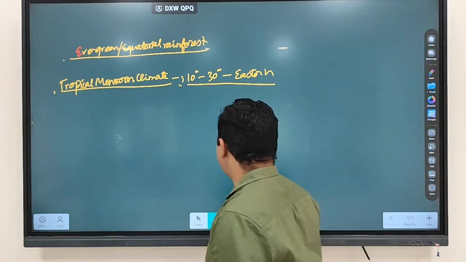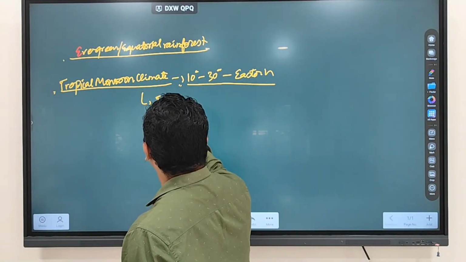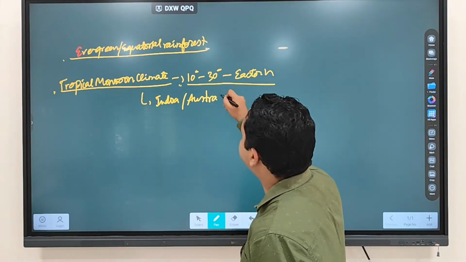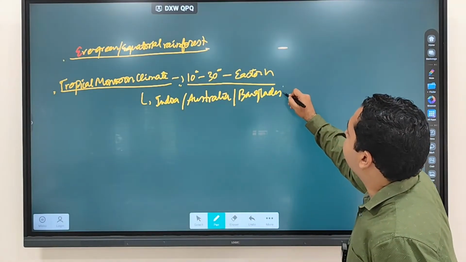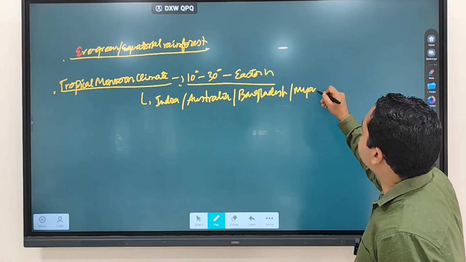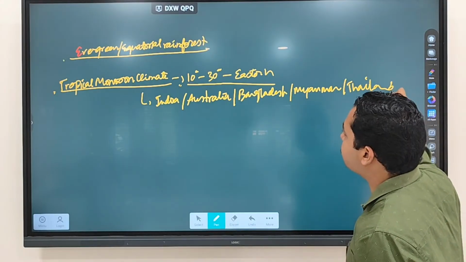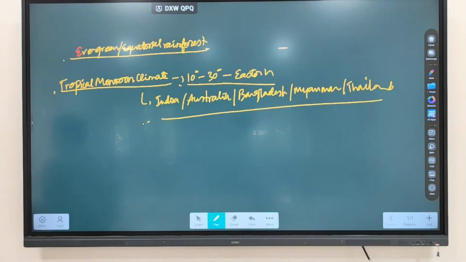So one type that you are finding is the tropical monsoon type of climate, which you find in India, Australia, Bangladesh, Myanmar, Thailand, Sri Lanka. All these are experiencing what? All these are experiencing the tropical monsoon type of climatic conditions.